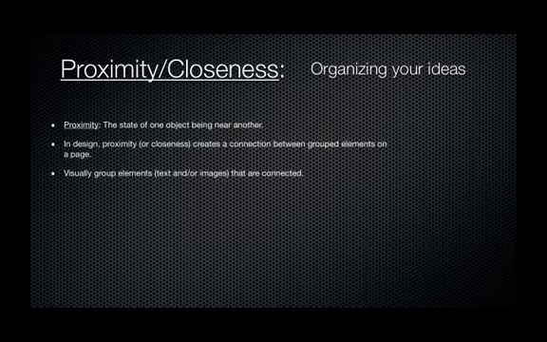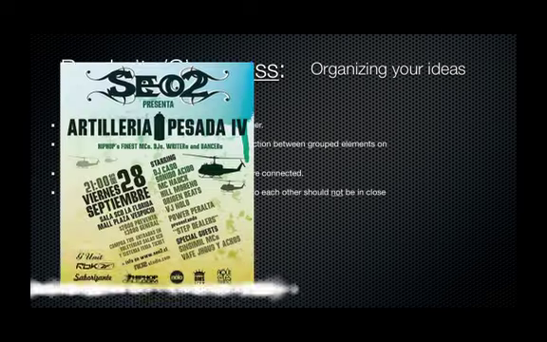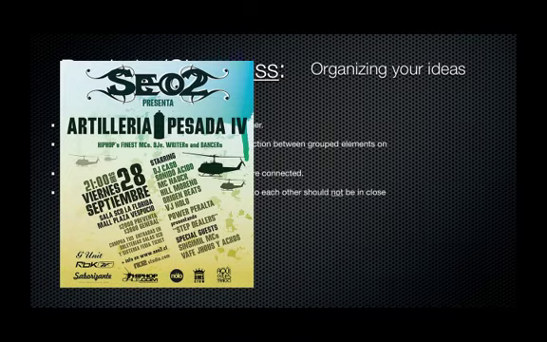Visually group elements, which could be text and/or images. Group these elements that are connected. If elements are not connected, they should not be in close proximity to each other. That can be very confusing for the audience. Let's take a look at this example. Here's a flyer for a concert.